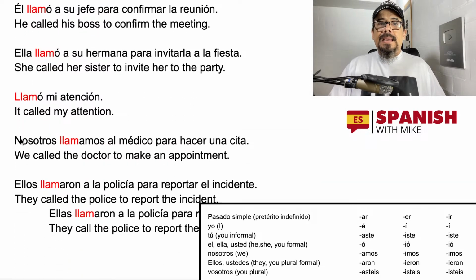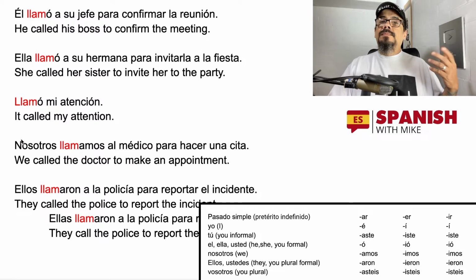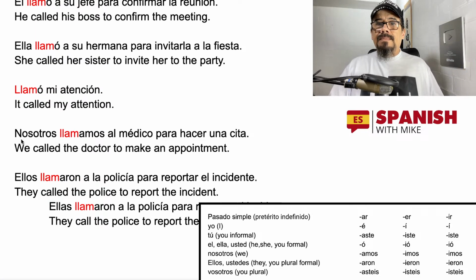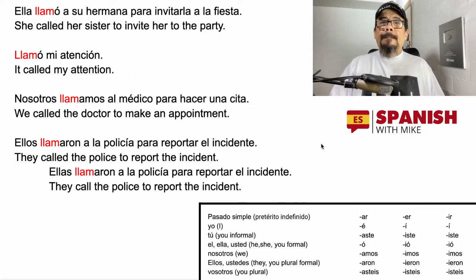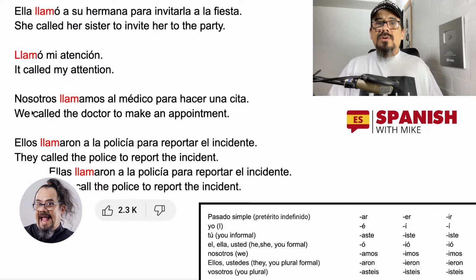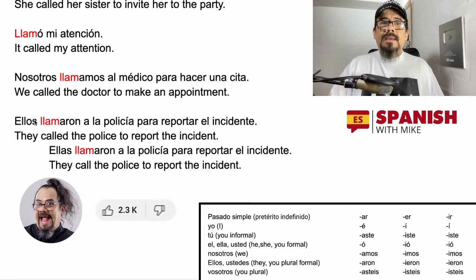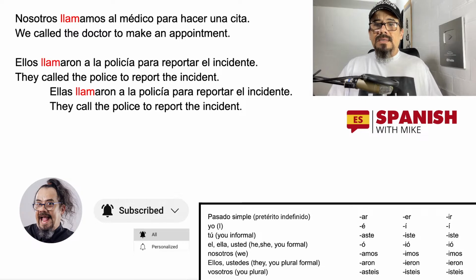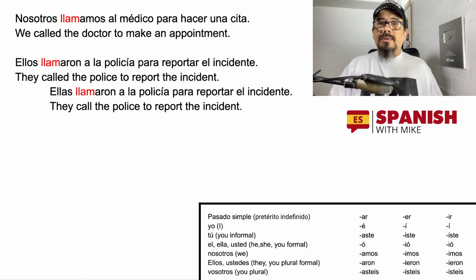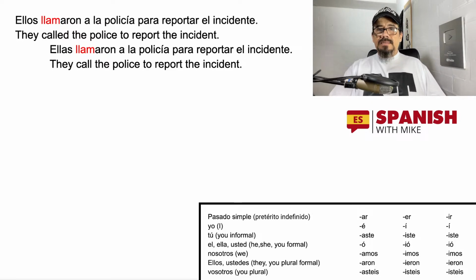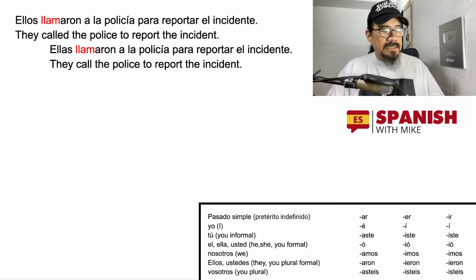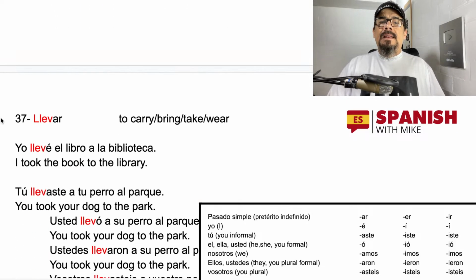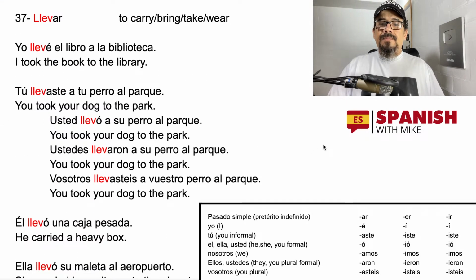Plural, Spain. Él llamó a su jefe para confirmar la reunión. He called his boss to confirm the meeting. Ella llamó a su hermana para invitarla a la fiesta. She called her sister to invite her to the party. Llamó mi atención. It called my attention. Nosotros llamamos al médico para hacer una cita. We called the doctor to make an appointment. Ellos llamaron a la policía para reportar el incidente. They called the police to report the incident. Male. Ellas llamaron a la policía para reportar el incidente. Female. Let's move to verb 37.